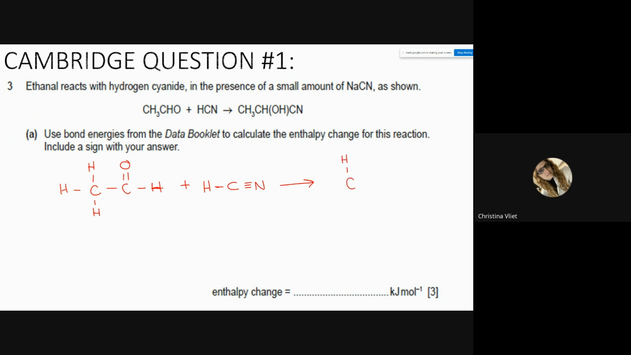CH3CH(OH)CN, that's what I see, with a C triple bond N. It says use bond energies from the data booklet. Data booklet does not exist. What does that mean to us? If we're told to use bond energies from the data booklet, would you please use the printed paper I gave you? This is the question that came before 2022, yes?